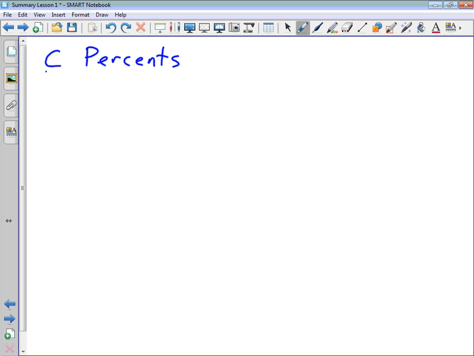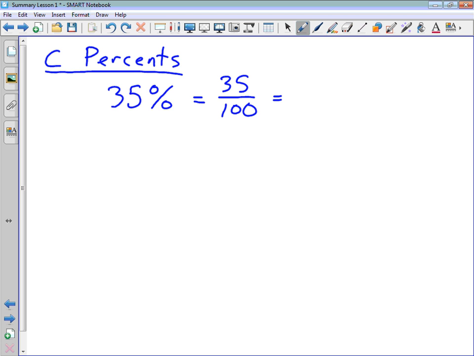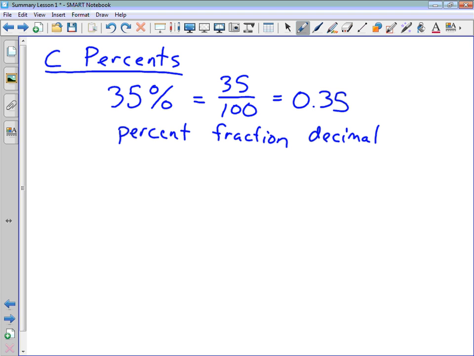percents. So this is my topic. I might show just something like this, that 35%, I can write it as a fraction, 35 over 100. I can write it as a decimal, 0.35. So this is sort of percent, fraction, decimal. And maybe I don't need any explanation of that.